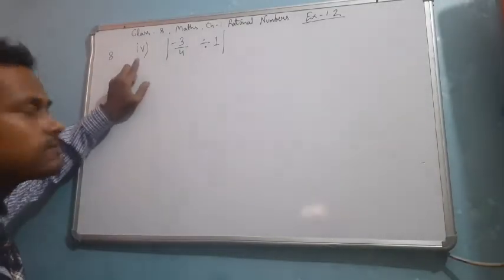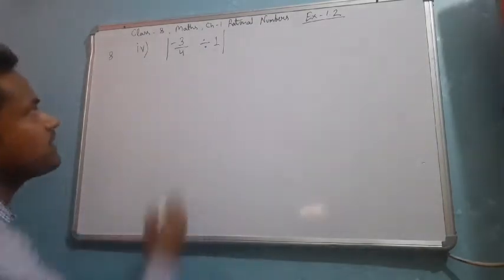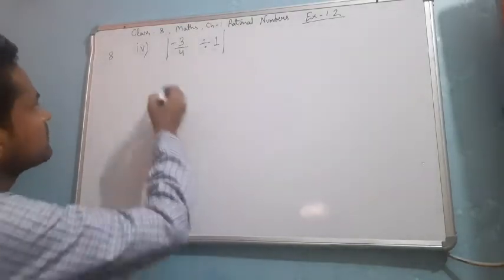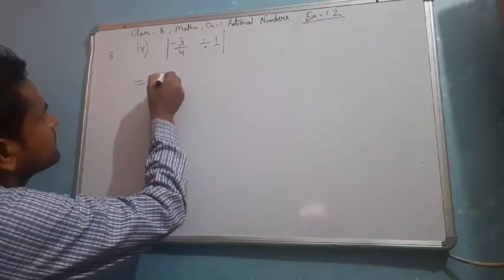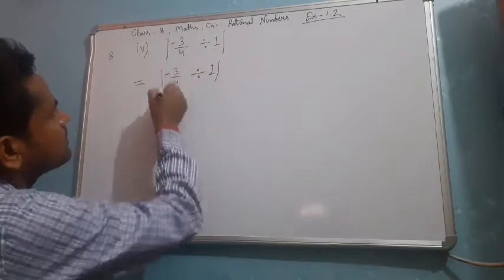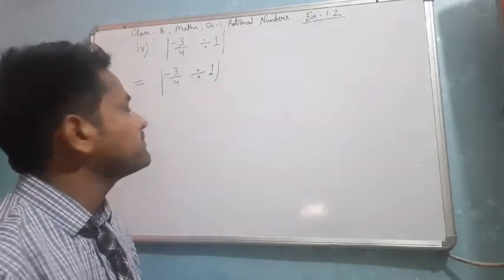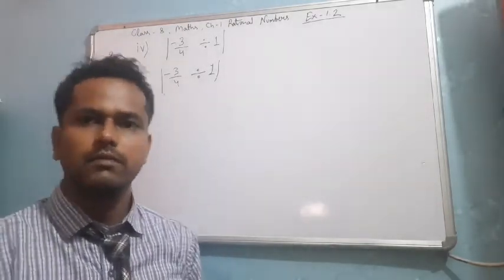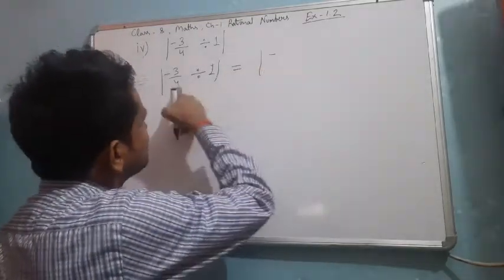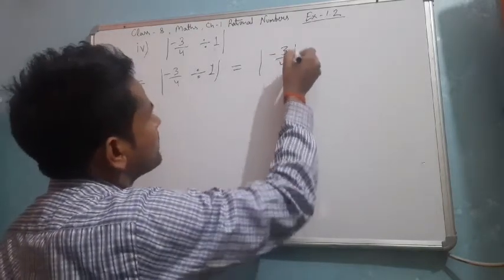Now question number 8, part 4. You have to find out the modulus of minus 3 by 4 divided by 1. You know very well, if any number is divided by 1, then you will get the same number. So that's why minus 3 by 4 divided by 1 will be minus 3 by 4.